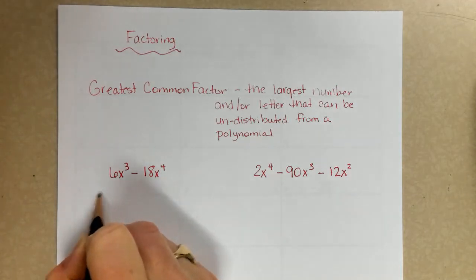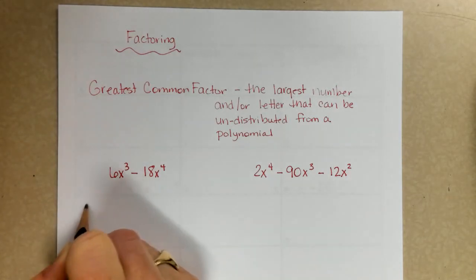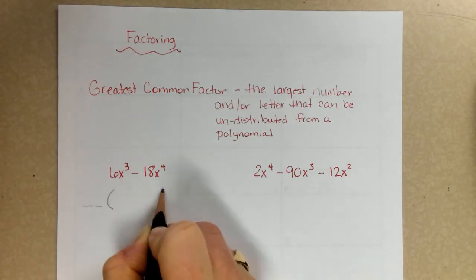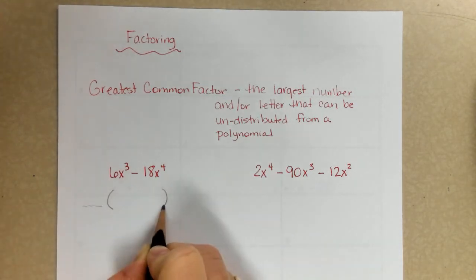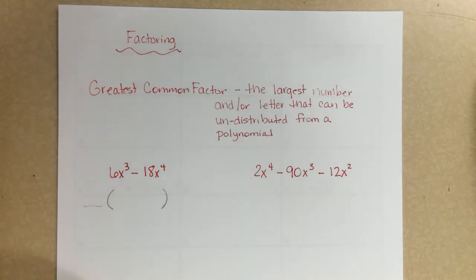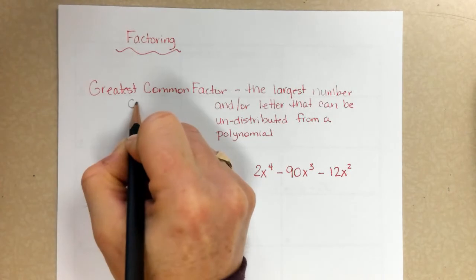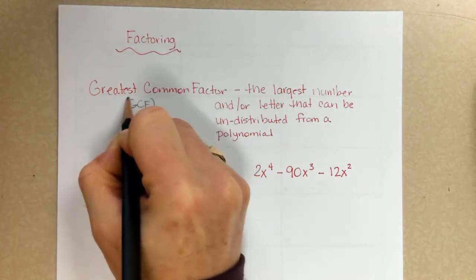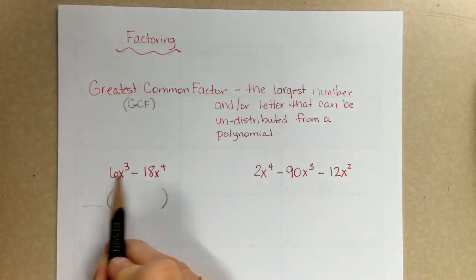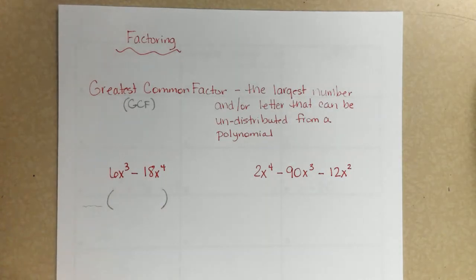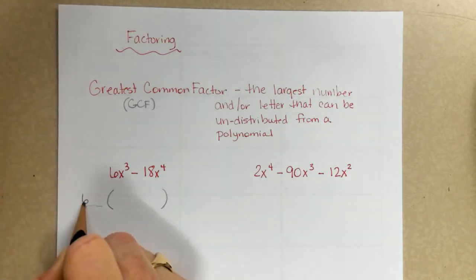So we're looking to figure out what we can take out and put out here, and then what used to be in the parentheses before we distributed. So the greatest common factor, GCF for short, we're looking for what number we can divide 6 and 18 by. Well, we can divide them by 2. Is there anything bigger? 3. 6. 6 is the biggest.